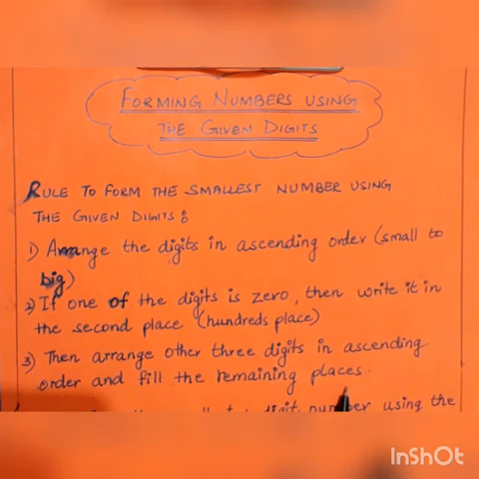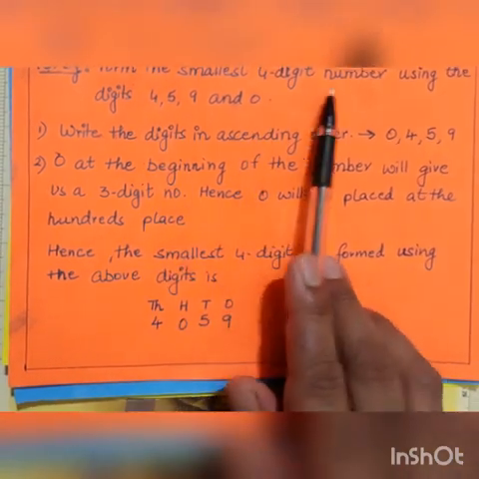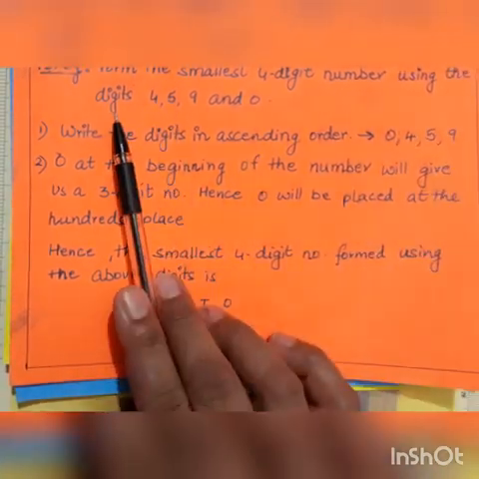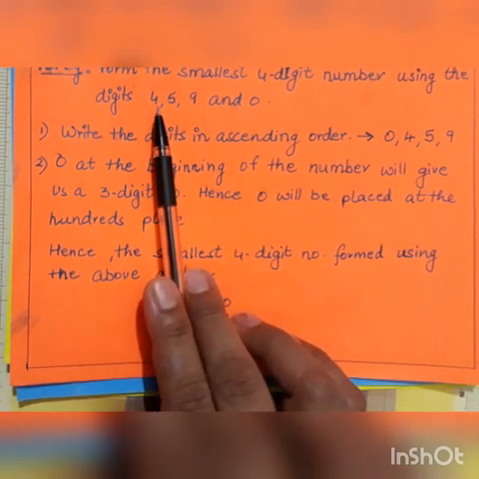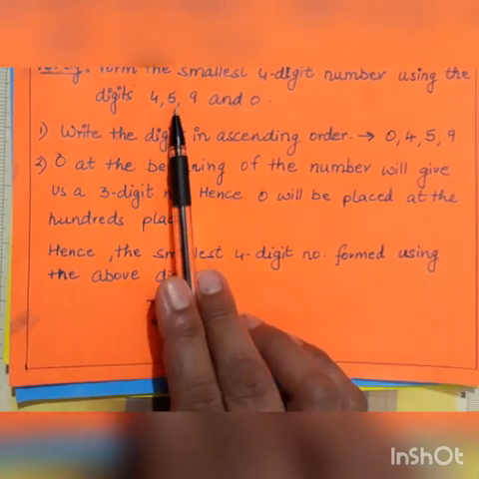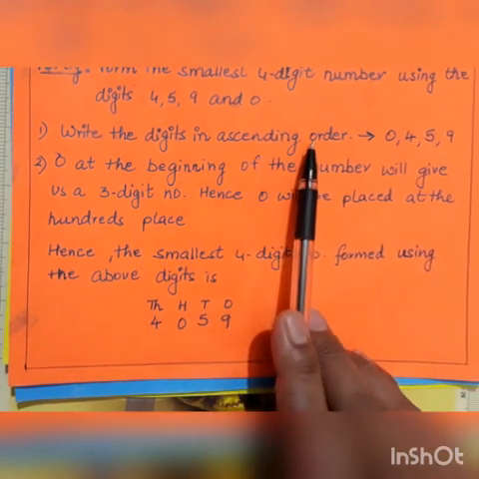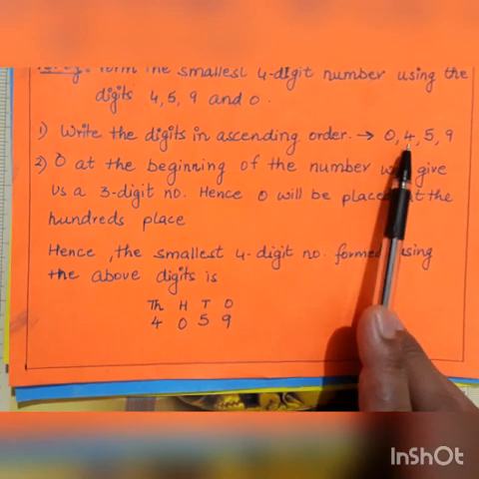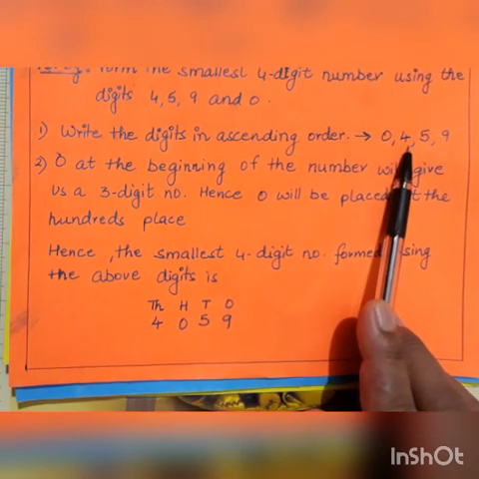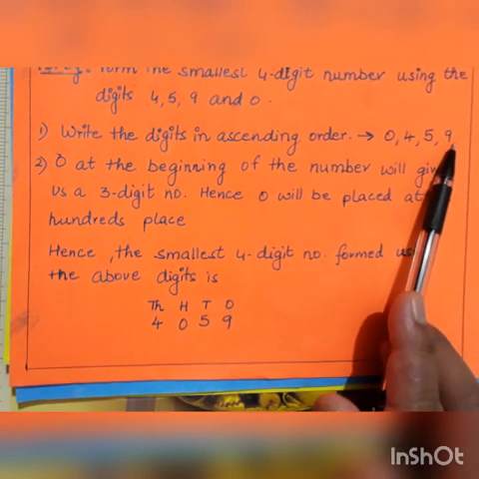Let us learn this. A question. Form the smallest 4-digit number using the digits 4, 5, 9 and 0. Here we are given 4 digits, that is 4, 5, 9 and 0. So the first step is we will write these digits in ascending order, that is 0 is the smallest, then greater than 0 is 4, greater than 4 is 5 and greater than 5 is 9.